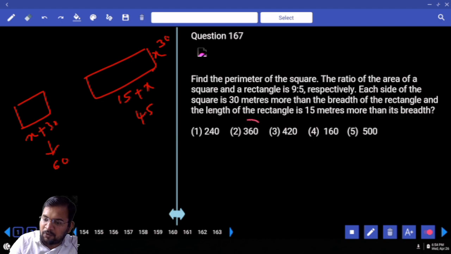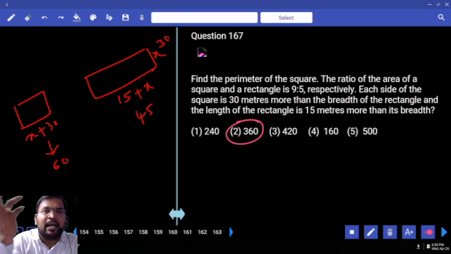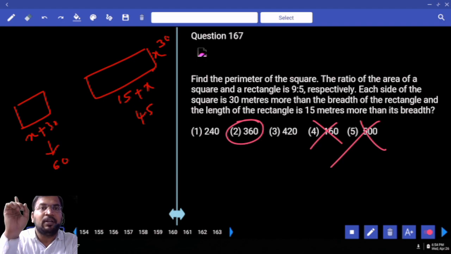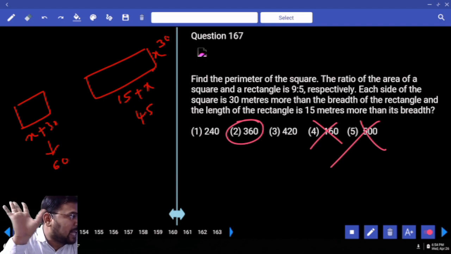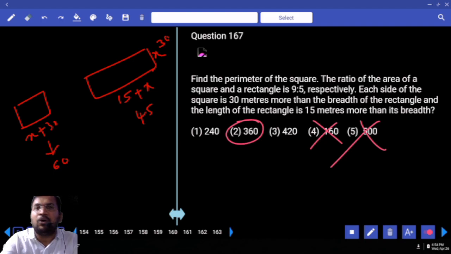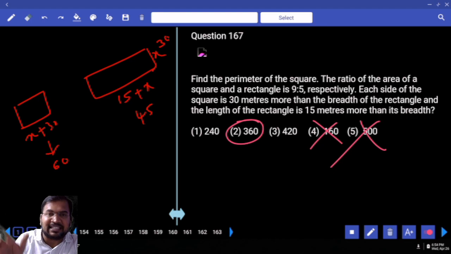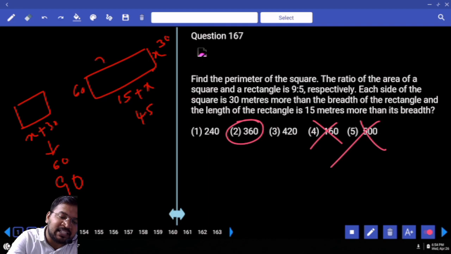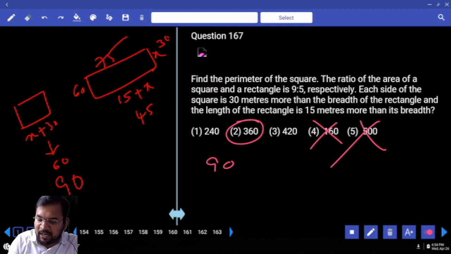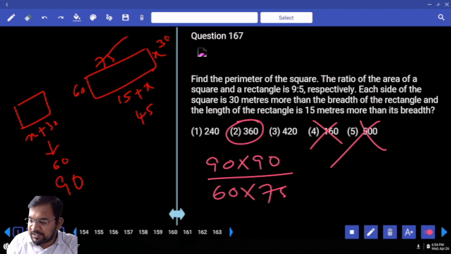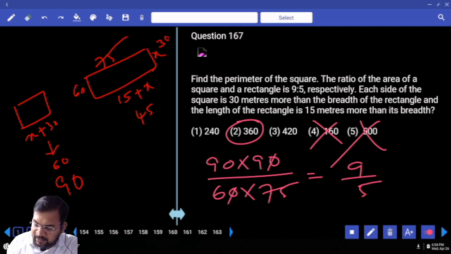Next, if we go for 360, no need to check option 4 and option 5. If 360 is satisfied, that is your answer. If it is not satisfied, then 420 is your answer. Are you clear? Now 360 perimeter means side is 90, x is 60, and this is 75. Now 90 into 90 by 60 into 75 is equal to how much? 9 by 5. See here, the 0s get cancelled. Are you clear?